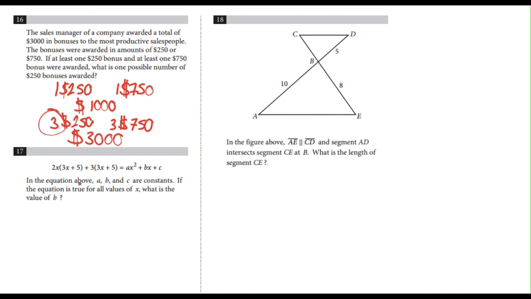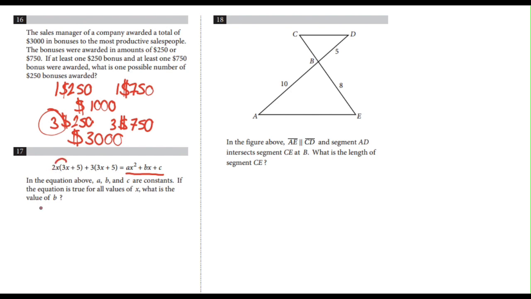Number 17, in the equation above, a, b, and c are constants. If the equation is true for all values of x, what is the value of b? Here we have an equation where the right side is ax squared plus bx plus c, and the left side we're able to simplify. What we want to do is simplify the left side to the point where it looks like the right side. We have some number times x squared, some number times x, and then plus some number. So we need to simplify the left side of this equation, and then the answer will be evident.